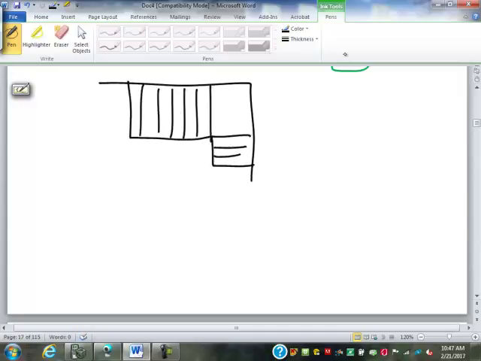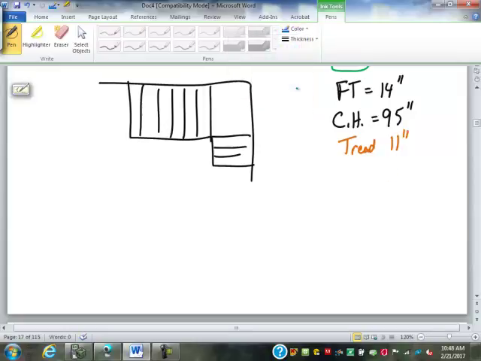We haven't drawn in the floor. We have a floor thickness of 14 inches. Lower level ceiling height of 95 inches. Tread of 11 inches. Step number 1 is still finding our total rise. Now I did this easy, so I do 95 plus 14 is 109.